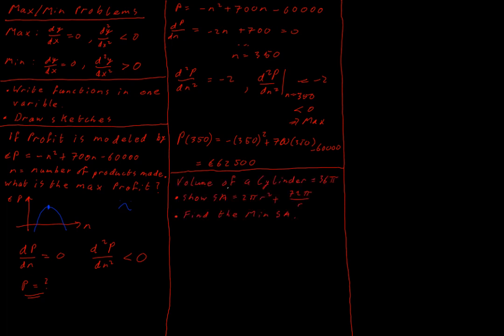Now, next example I'm going to write in here. The volume of a cylinder is 36 pi, and first job, show that the surface area of the cylinder is given by this formula, and then find the minimum surface area, min SA, minimum surface area.